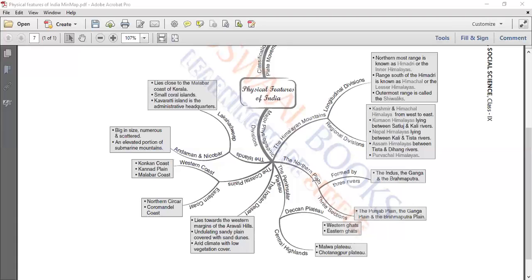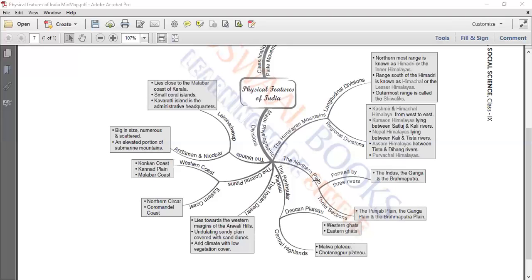In the regional divisions, we saw 5 regional divisions. One was Kashmir or the Himachal Himalayas. Then we saw the Kumaon Himalayas, that is between Satluj and the Kali River. Then we saw the Nepal Himalayas, that is between the Kali River and the Tista River. We saw the Assam Himalayas, that is between the Tista and the Dihang rivers. And finally, we saw the Purvanchal Himalayas.